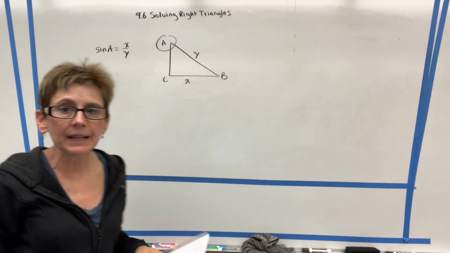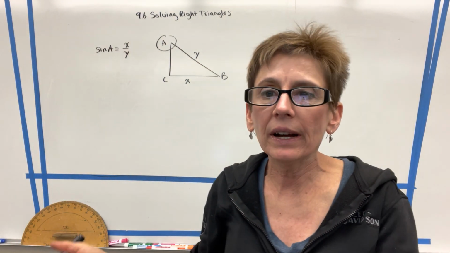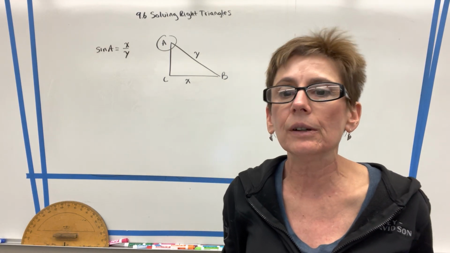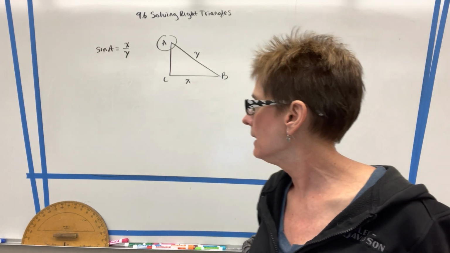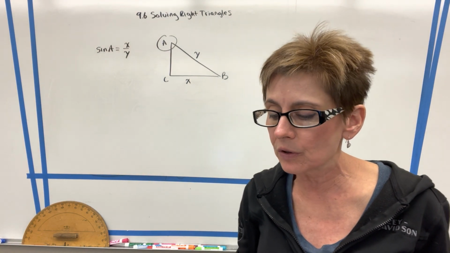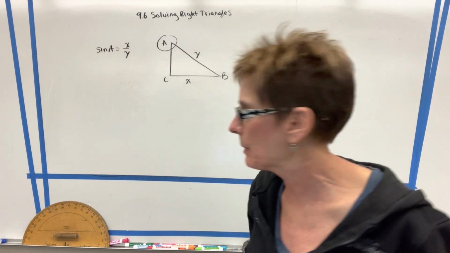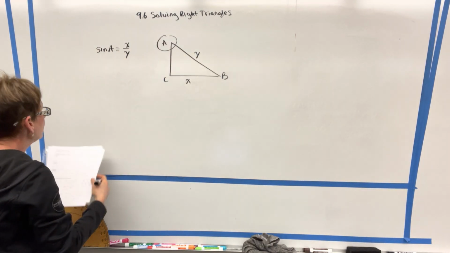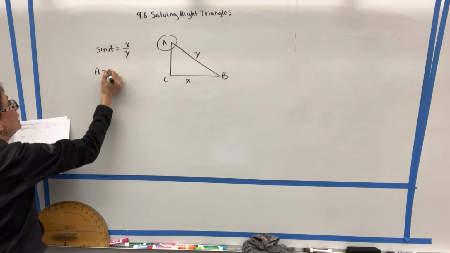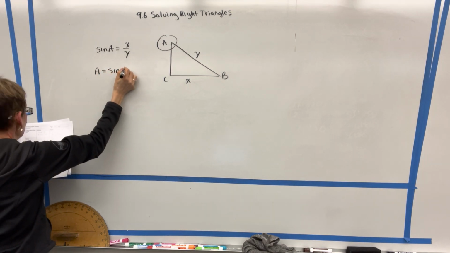But let's say, for example, that I didn't know what angle A was, and I did know what X and Y were. Before, I knew the angle and I was trying to find a missing side. We're going to talk about something called inverses today, which is what we use when we have the sides but we don't have the angle. So if we wanted to find the measure of angle A itself, it would be sine inverse of X over Y.